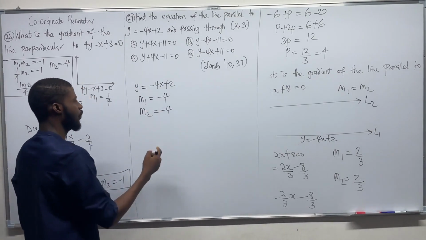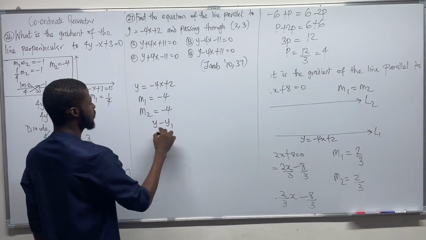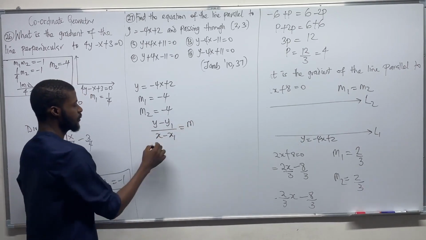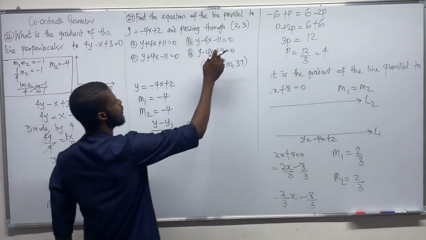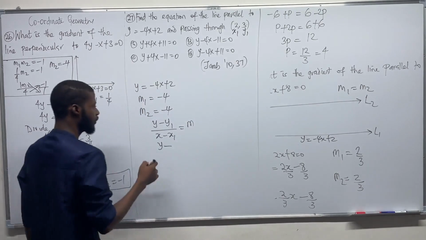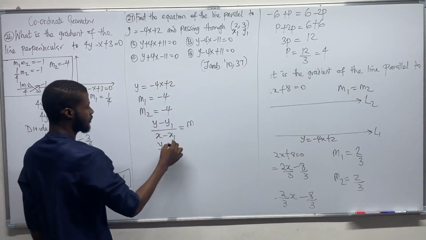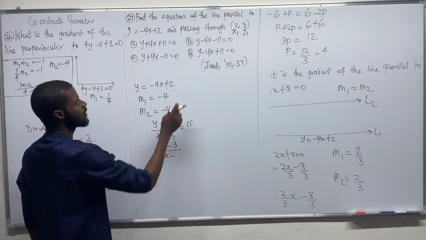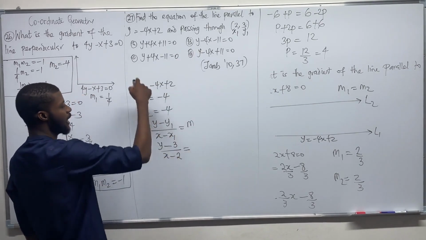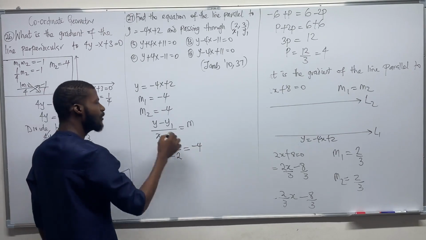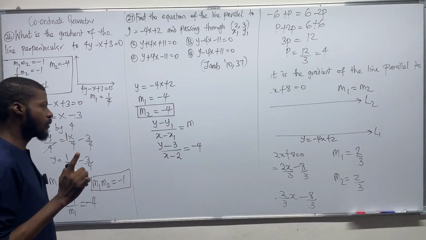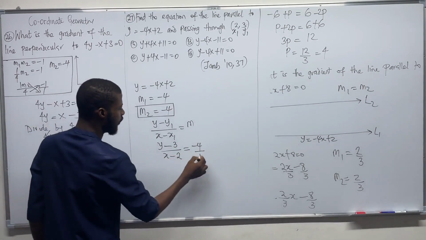Now how do we find the equation? (y minus y1) over (x minus x1) is equal to the gradient. So this is y minus, what is y1? Remember, this was the point we were given, x1, y1. So y1 is 3, divided by x minus x1, which is 2, and this will be equal to, what is our m? m is minus 4. Take note, you are always going to be using m2. Now, I can put over 1 here.